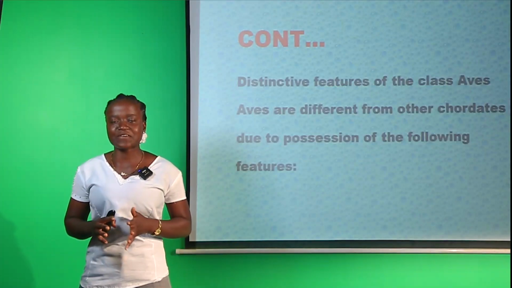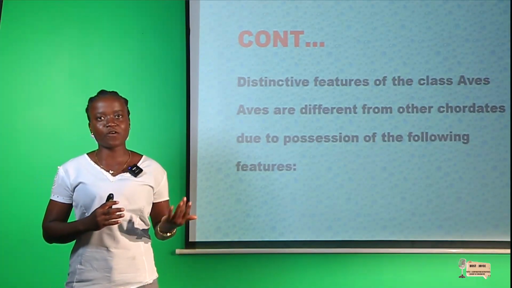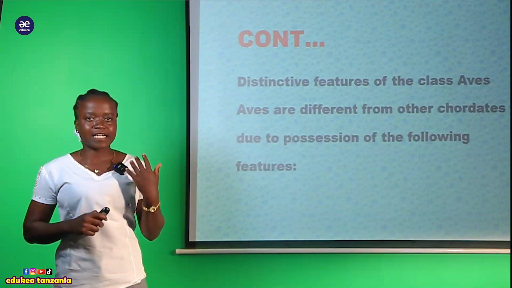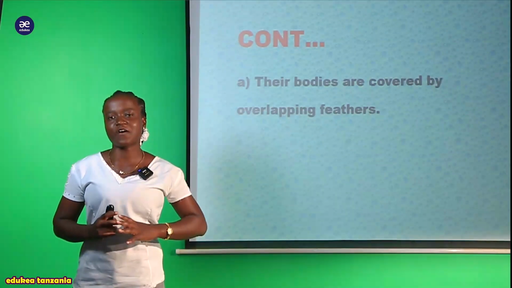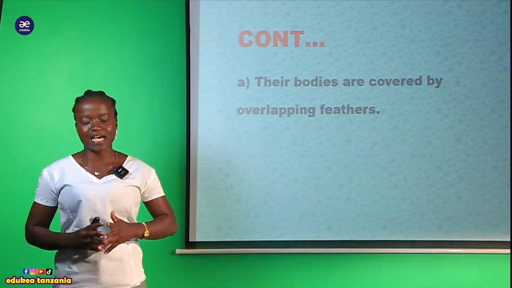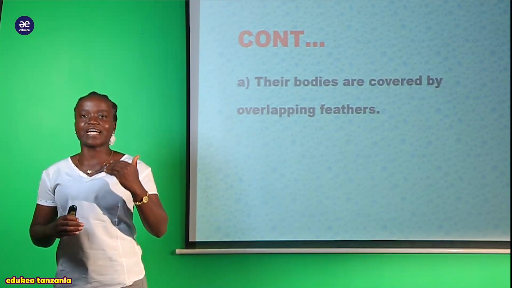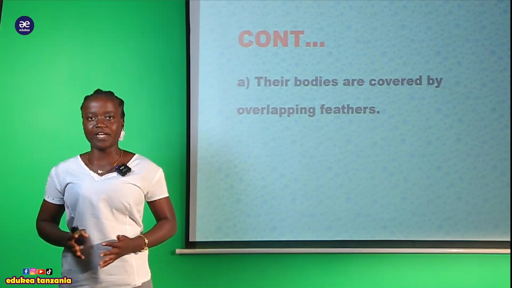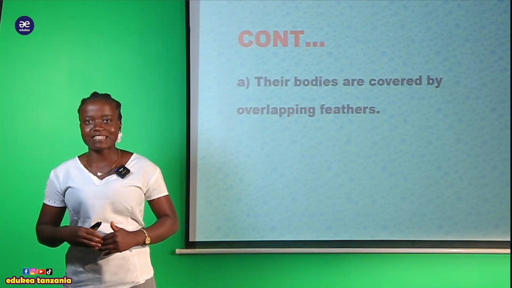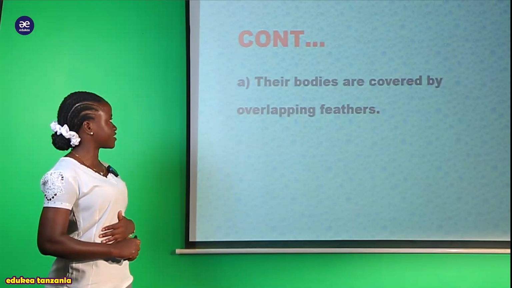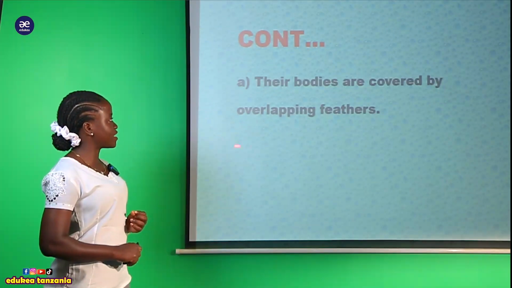We are discussing the distinctive features found within the class Aves. The first distinctive feature, but I have to remind you something, my students: here we are discussing the phylum Chordata, and we are in the class Aves. So the first feature, my students, is that their bodies are covered by overlapping feathers.